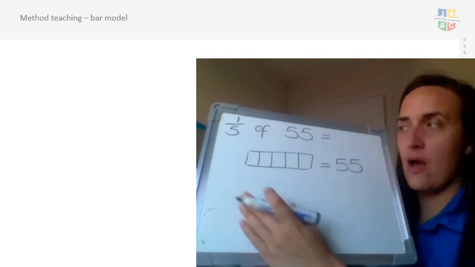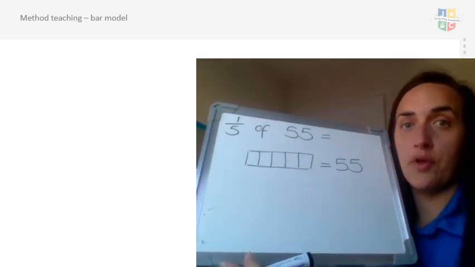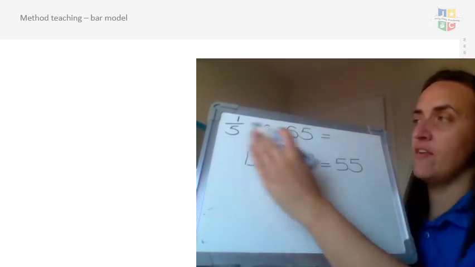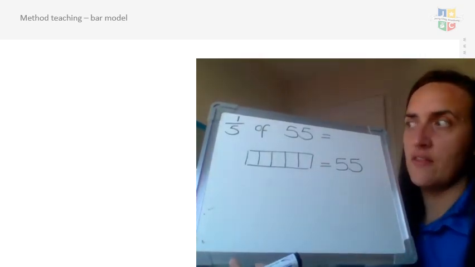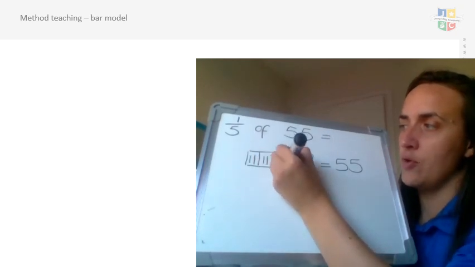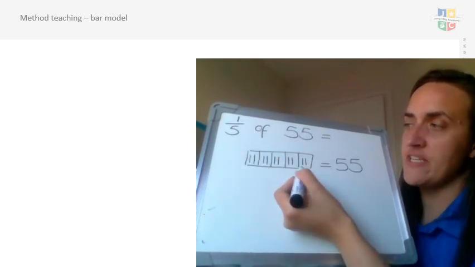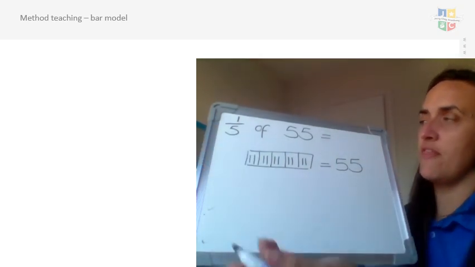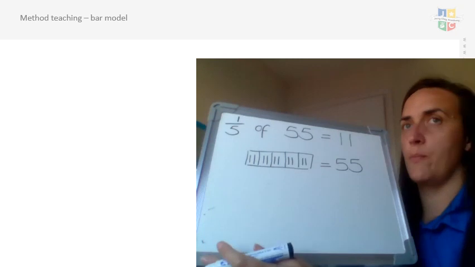How am I going to work out what each of these parts is worth? Super. 55 divided by 5. That is 11. We'll put 11 in each one. You can double check by doing 5 times 11, and that makes 55. So I know I'm right. So 1/5 of 55 equals 11.